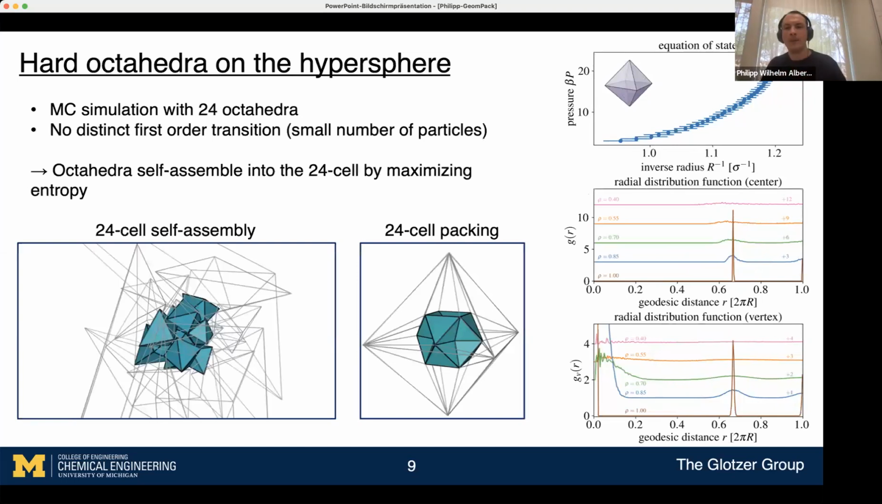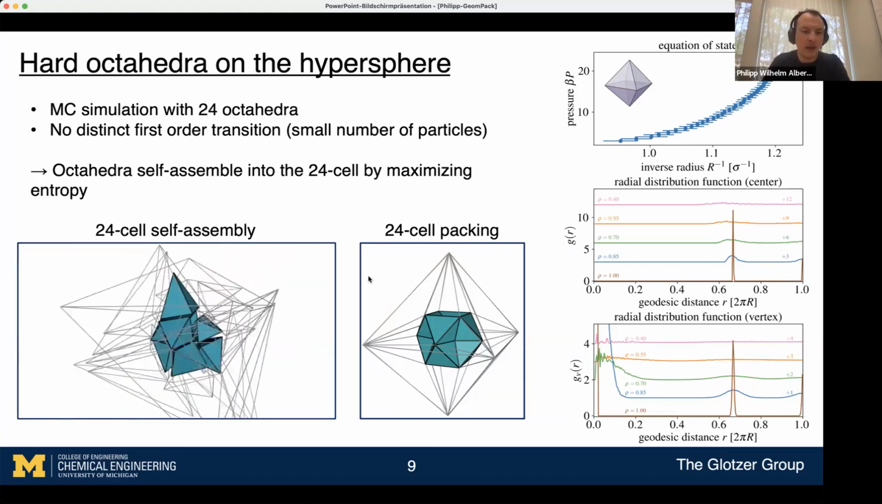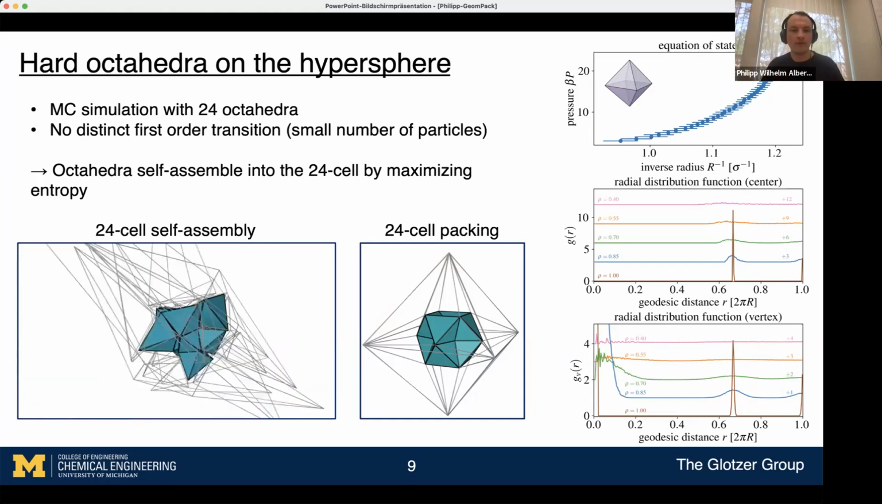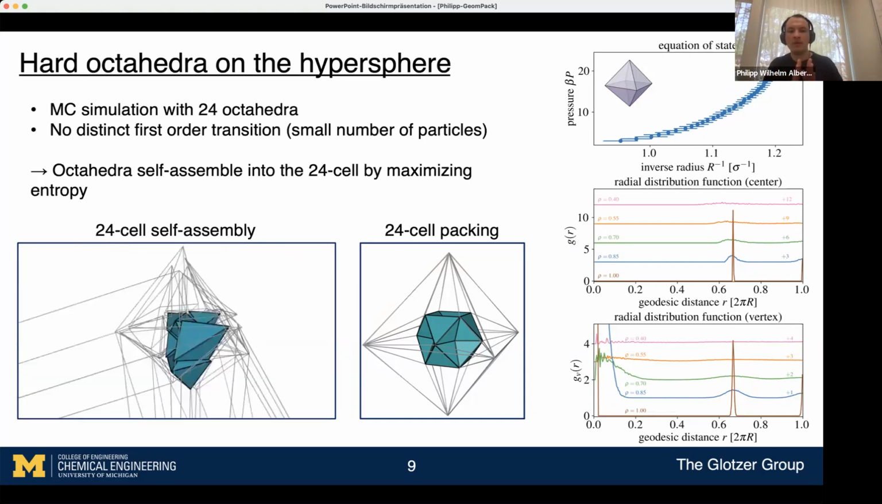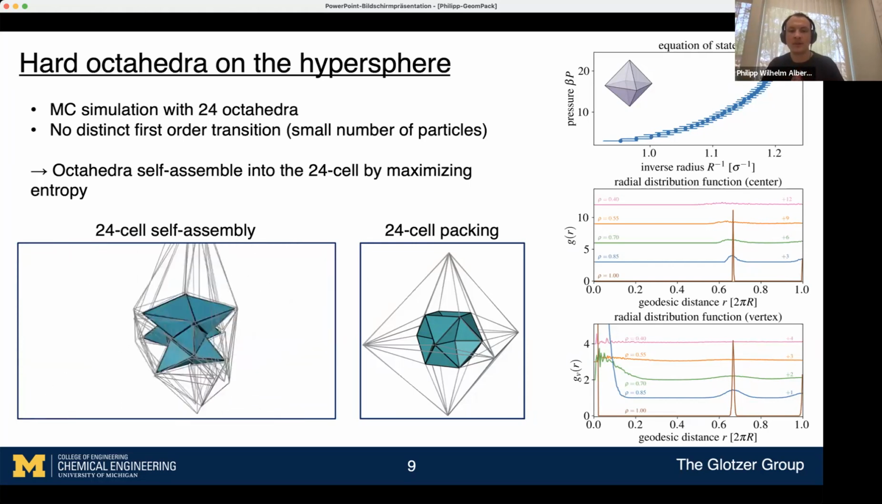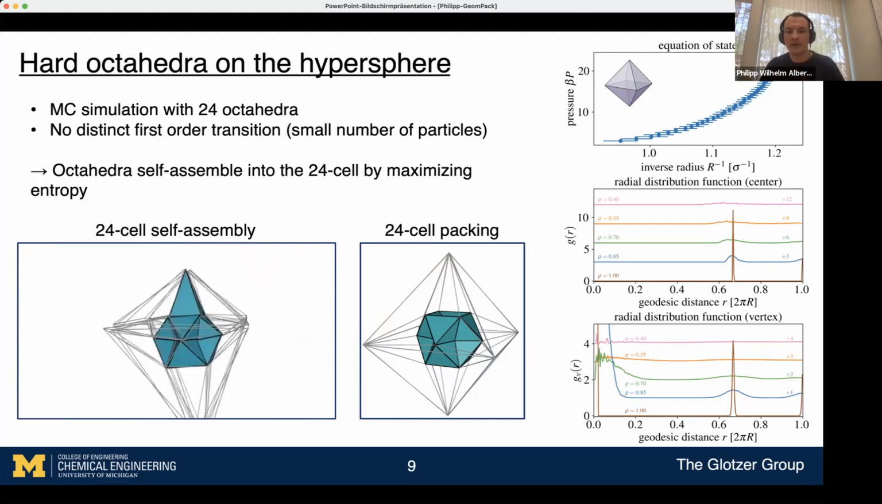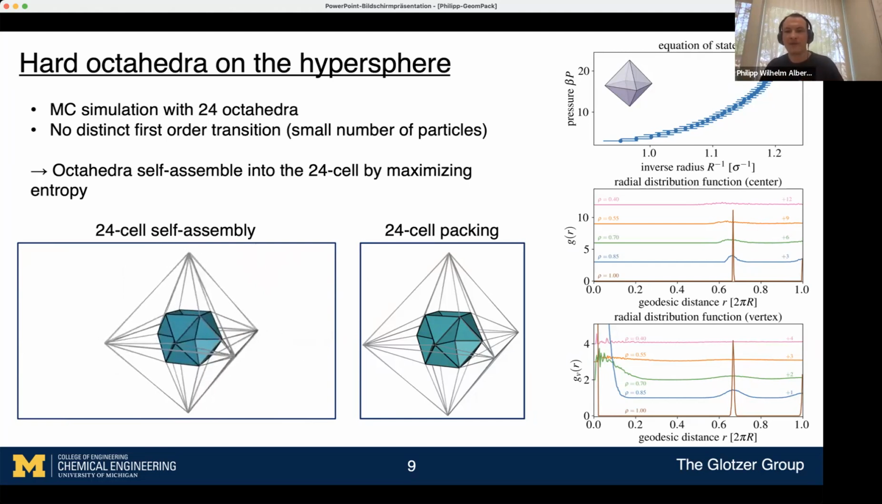What about the octahedron? Here I have the same protocol. Basically, instead of 120 particles, I put 24 particles, because that's what we suspect creates the ideal packing, the tessellation. And when we do this, we can again see that first the particles are in a more fluid phase, but eventually they start to align with their faces, and then you can even compress it such that it forms this perfect tessellation. So it seems like it behaves very similarly to the dodecahedron.